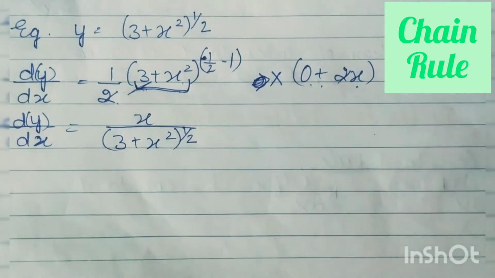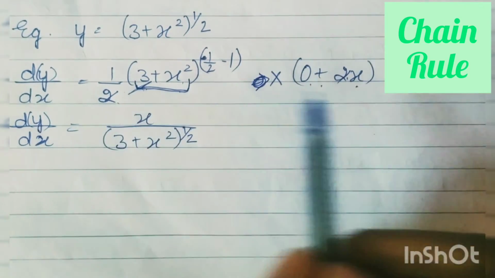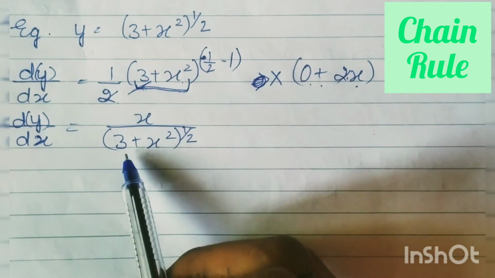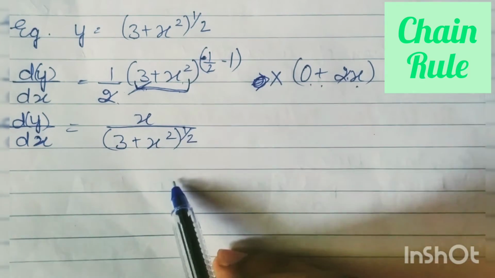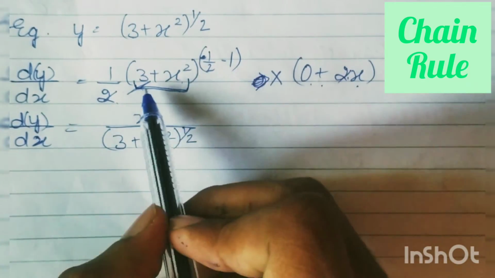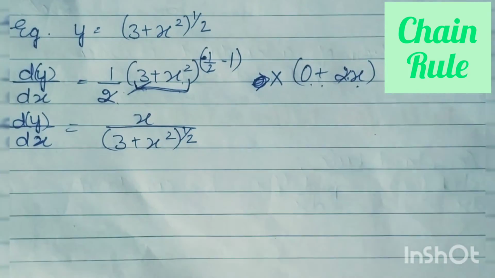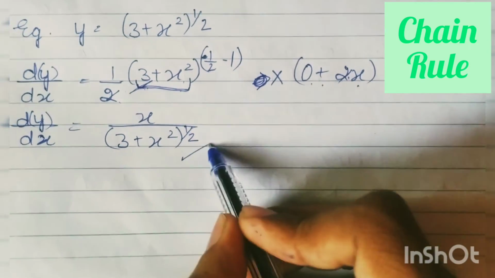Very clear? Now we will cancel this 2 and this 2. In the numerator we will get 2 and in the denominator we will get (3 plus x square) raised to the power of half. Remember why I have taken this as denominator? After doing this, I will get (3 plus x square) raised to the power of minus half. In order to make the power positive, I have taken this in the denominator and your final answer is this.